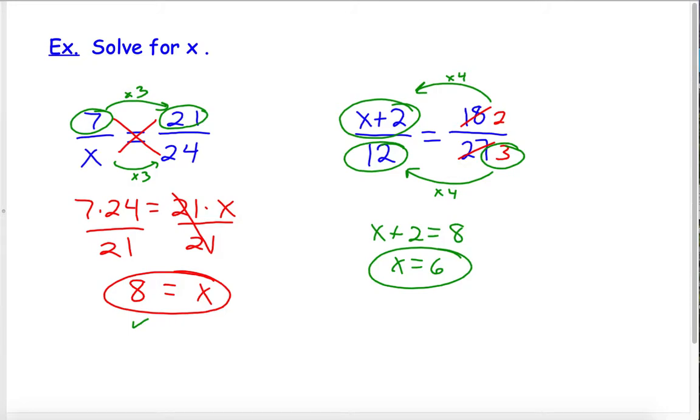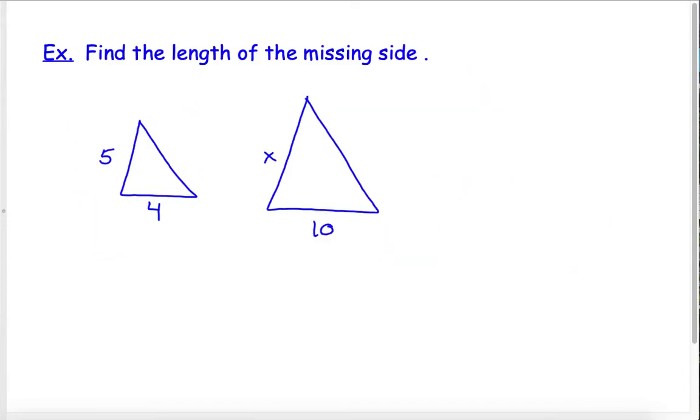But if that was too confusing, just go ahead and cross multiply like you normally would. So x plus 2 times 27 equals 12 times 18. And then you distribute the 27, and then you solve the equation. And eventually, you will get to x equals 6. All right, let's look at another example.